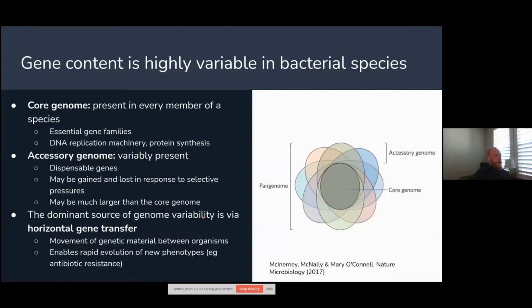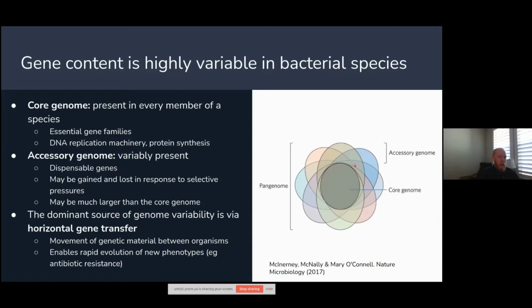When you think about bacteria, there's this idea of a core genome in contrast with an accessory genome. So if you look at this Venn diagram where each of these ovals represents a genome of a species, the intersection of all of these genomes is referred to as the core genome. And this typically encodes essential gene families that are used for vital metabolic functions, for example, DNA replication machinery and genes involved in protein synthesis. However, this is just a fraction of the total number of genes that is present in each genome.